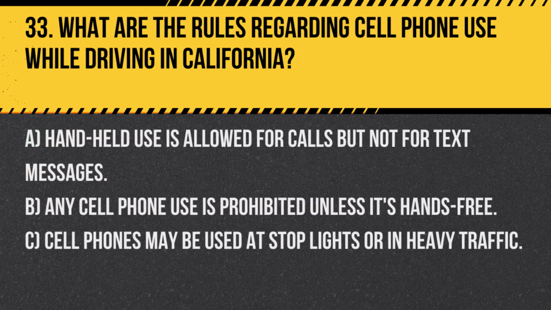Question 33. What are the rules regarding cell phone use while driving in California? A. Handheld use is allowed for calls but not for text messages. B. Any cell phone use is prohibited unless it's hands-free. C. Cell phones may be used at stoplights or in heavy traffic.